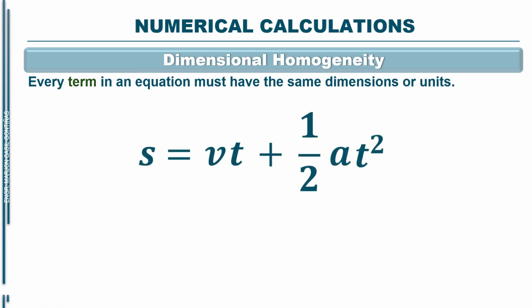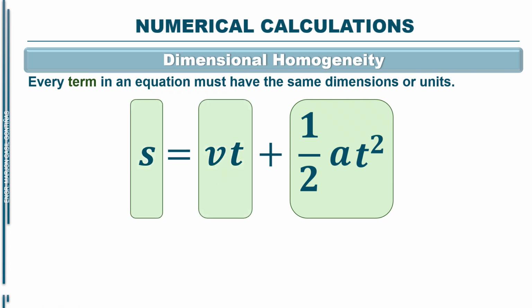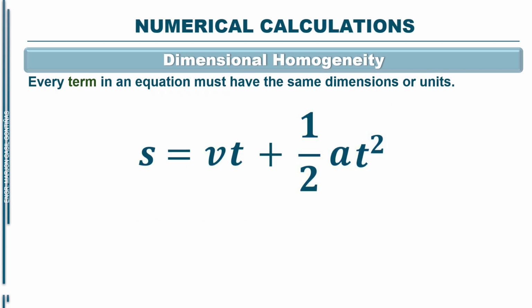Take this classic kinematic equation. s equals vt plus 1/2 at squared. We can identify three terms. s is the left-hand side of the equation, or the position. vt is the first term on the right-hand side, or the velocity times time. 1/2 at squared is the second term on the right-hand side, or 1/2 times the acceleration times the square of time. So, each term in this equation represents a quantity with dimensions. According to the principle of dimensional homogeneity, all these terms must have the same dimensions.